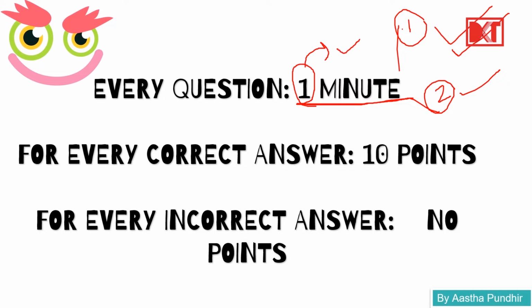So and for every correct answer you give yourself 10 points, and for every incorrect answer no points. Why no points? Because in IEO there is no negative marking. आपका आंसर चाहे गलत हो या फिर आपने आंसर नहीं किया हो तो आपको जीरो ही मिलेगा.